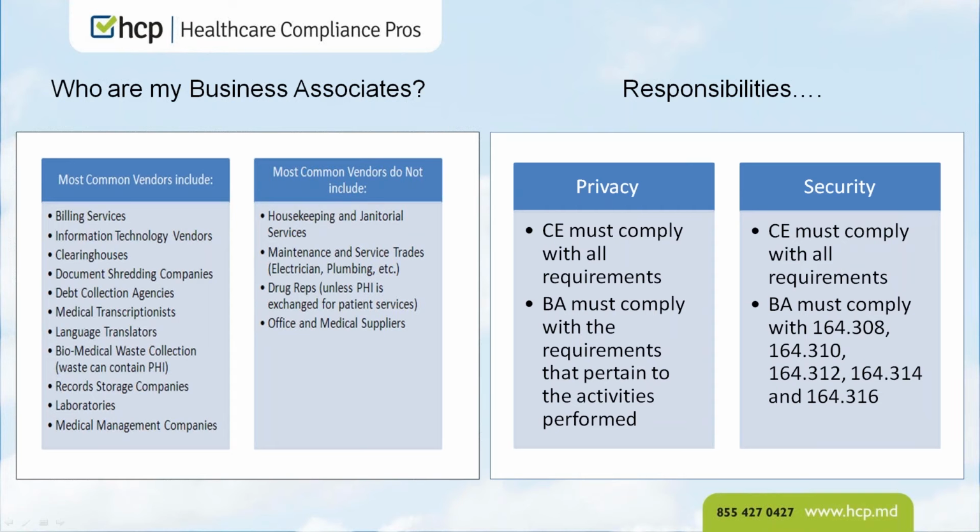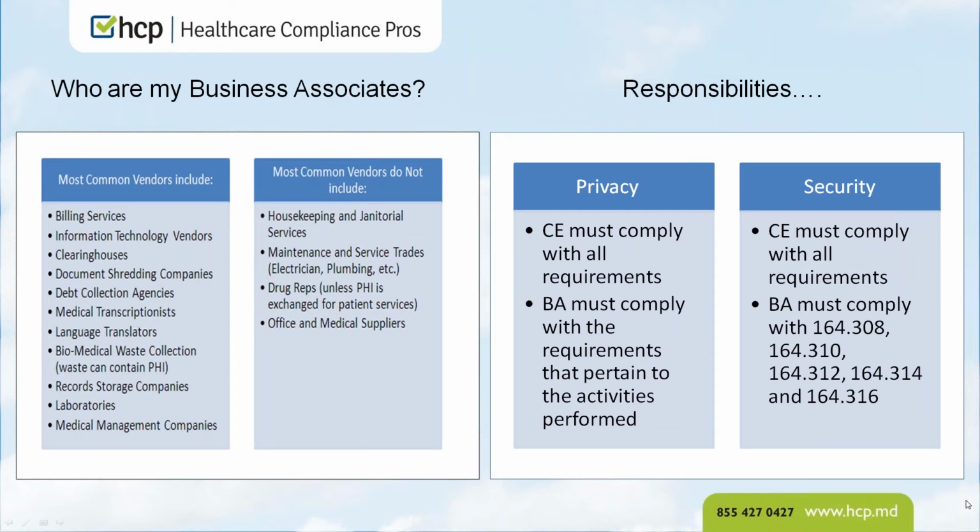Now, one question that we receive on a regular basis is regarding housekeeping and janitorial services. HIPAA wasn't designed to be this big bad wolf for things like incidental disclosures, such as might occur with housekeeping and janitorial services. So unless they are actually handling PHI and shredding it for you and doing things like that, if they bump into it, that is okay. So generally they are not considered business associates. Drug reps, once again, unless PHI is exchanged for patient services, wouldn't be considered a BA.